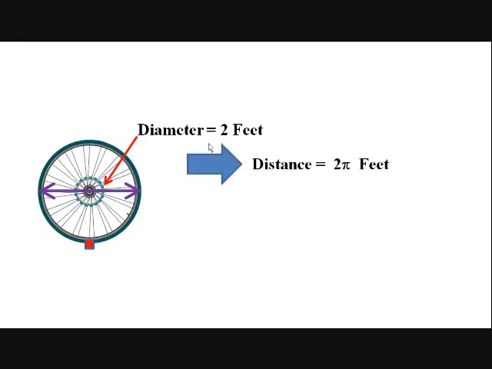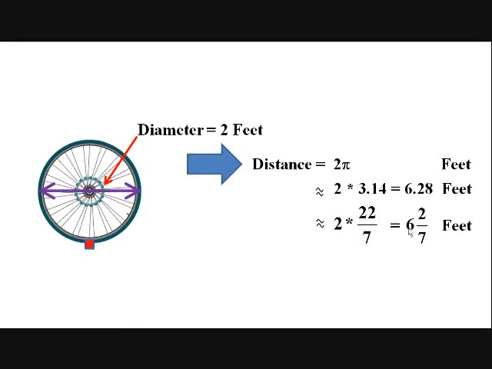Now this is approximately equal to 2 times 3.14, our first approximation for pi, which in turn is equal to 6.28 feet. We can also say that this is approximately equal to 2 times our other approximation for pi, 22/7, and that gives us 6 2/7 feet, which is also close to 6.28 feet. So we just figured out a specific case. We figured out the circumference of a circle whose radius is 1 foot.